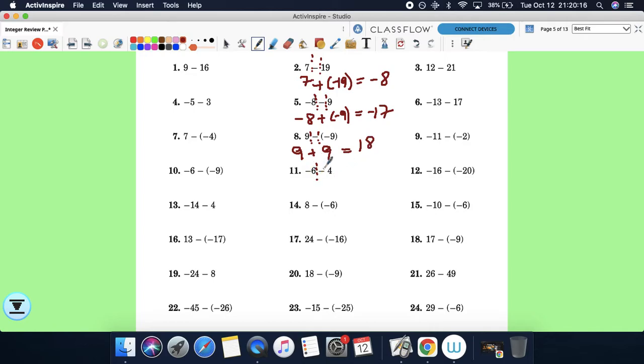Again, let's do that line. -6. Subtraction becomes addition, and the 4 becomes -4. I put that in parentheses, and it becomes -10. So amigos, no? Again, the line separates the parts. So we got 8 plus 6 is 2 positives, so it's just going to be 14.